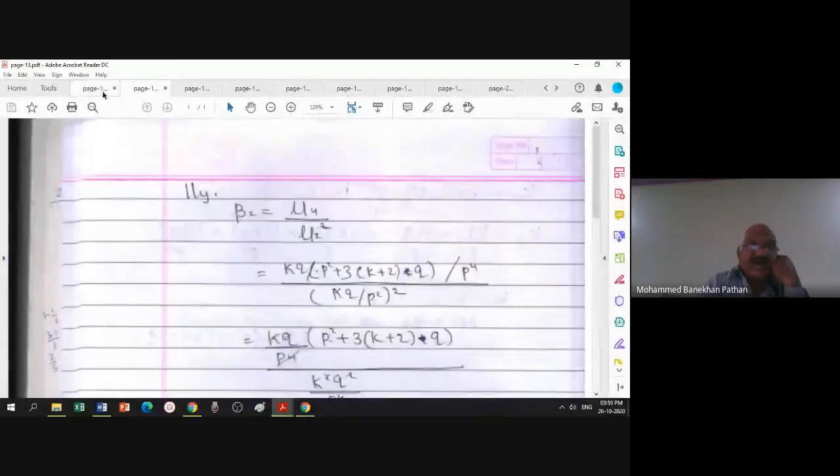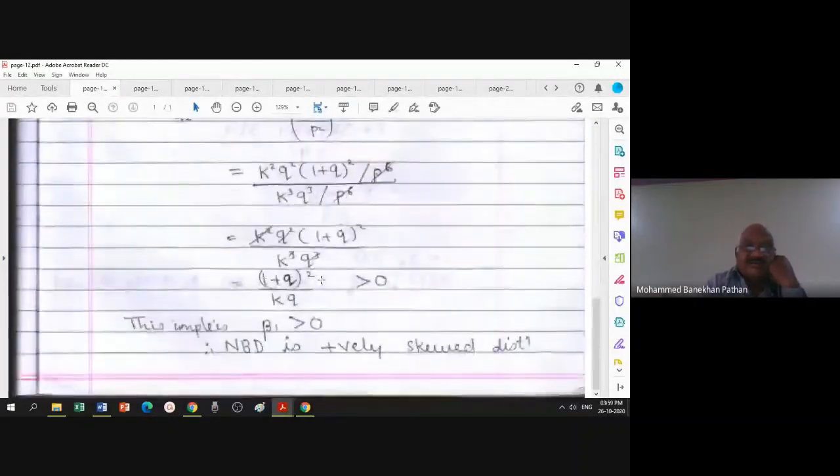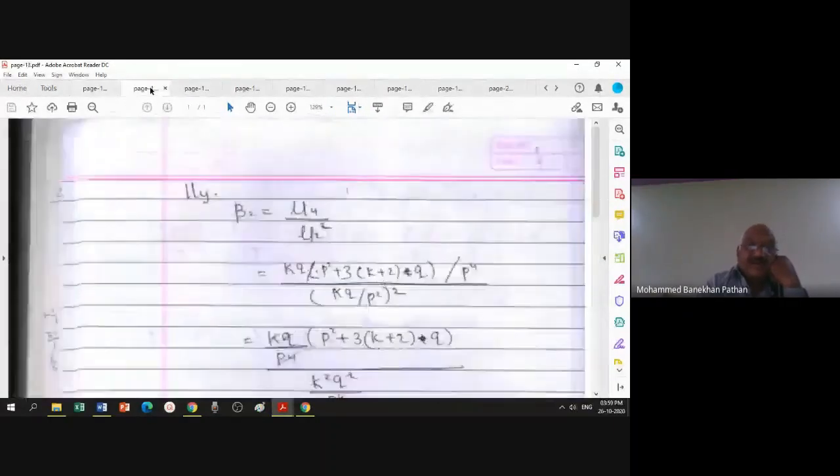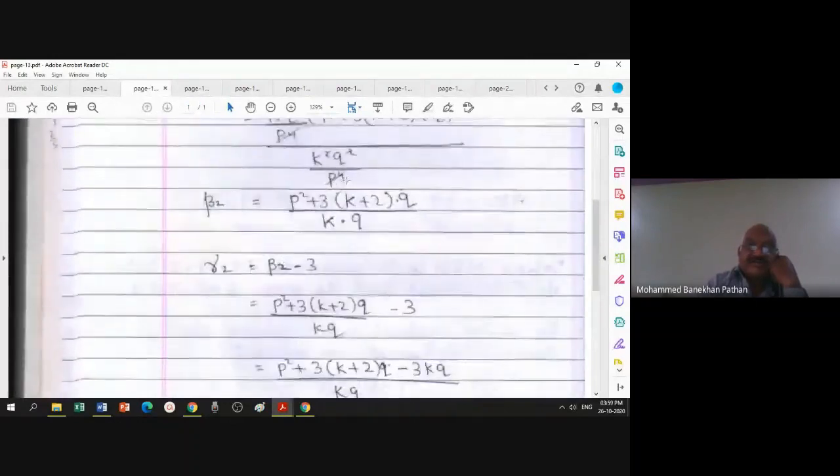Here you can see beta 1, the formula is this. If I take a limit of this expression, limit k tends to infinity, so this denominator become infinity. And you know from elementary mathematics, anything divided by infinity always 0. So beta 1 becomes 0 as k goes to infinity. Similarly, beta 2 expression, you can see this is p square plus 3 bracket k plus 2q, k times q.